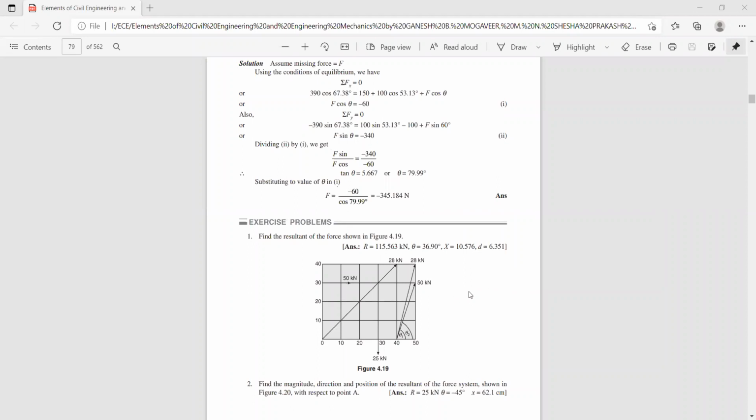So next, sigma F of y. Now, if you resolve this force, its y component will be 28 sine 45. You can see here you have a force acting in the downward direction. So sigma F of y will be plus 28 sine 45 minus 25 plus 50 sine theta 2, whatever value you got, plus 28 sine theta 3. I think we will get a positive value, I hope.